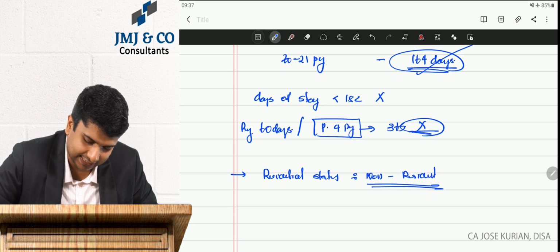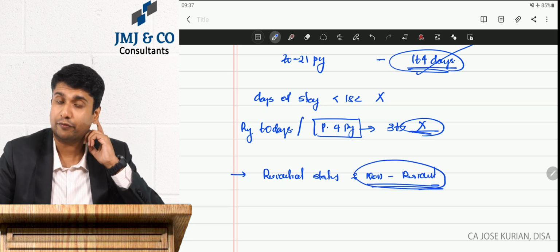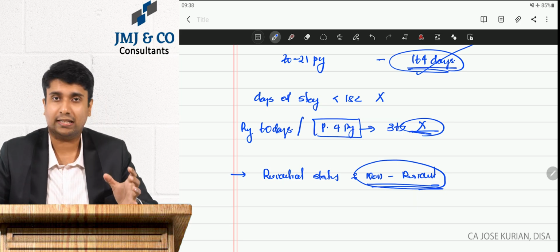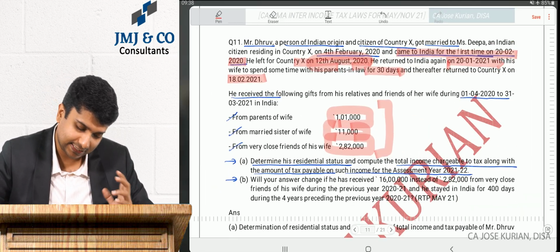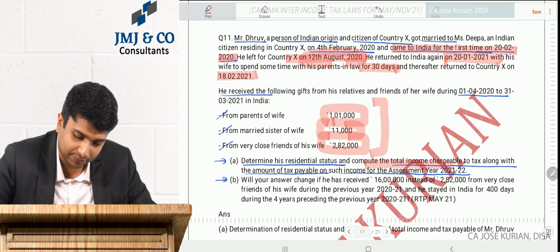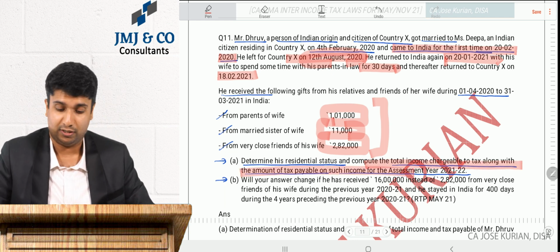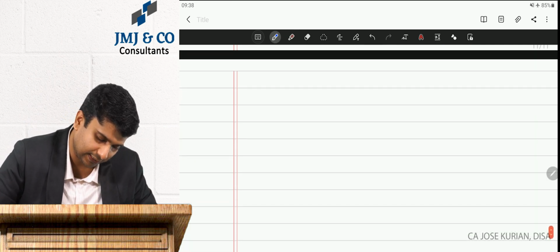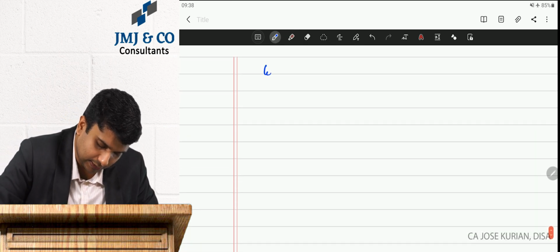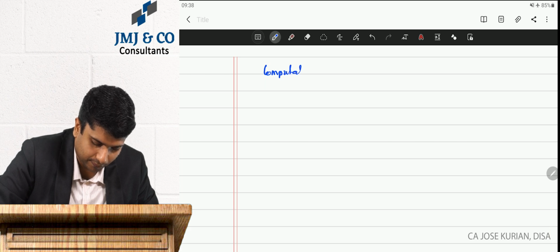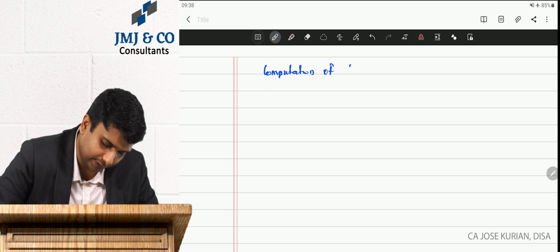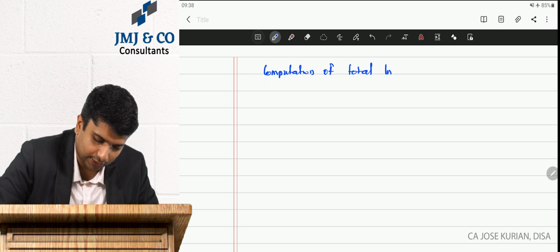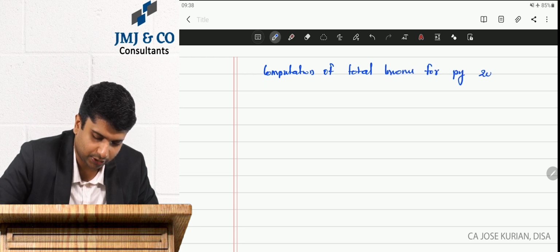If his residential status is non-resident, friends, then what you have to do? You have to compute the total income. That's what they are saying. Compute the residential status as well as the total income chargeable to tax along with the amount of tax payable for assessment year 21-22. So computation of total income, that's the next agenda. So he is a non-resident, and computation of total income for previous year 2020-21.